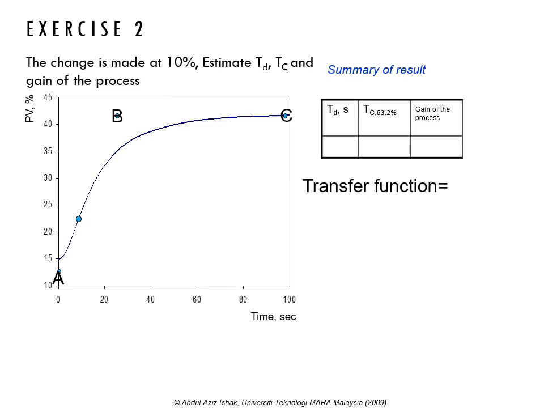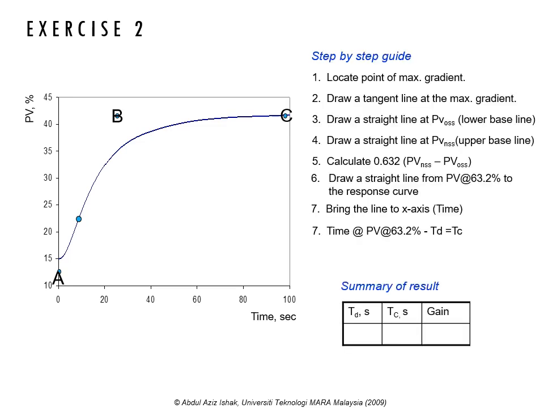You need to estimate the dead time, which is TD, the time constant, TC, and also the gain of the process. You need to write down the transfer function for the first order differential equation as well. To solve exercise 2, this is the step-by-step procedure given to guide you. The first step is you need to locate the maximum gradient.